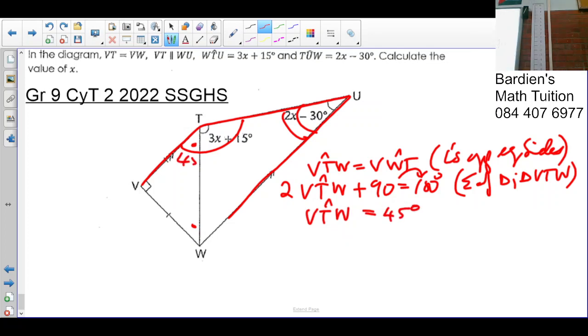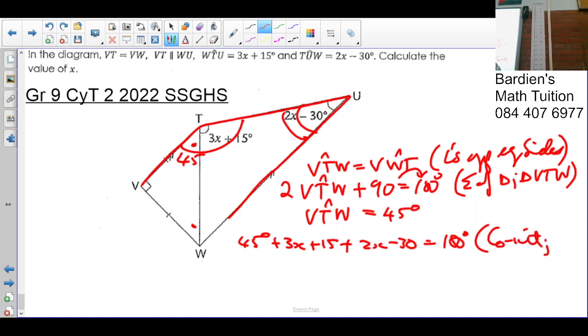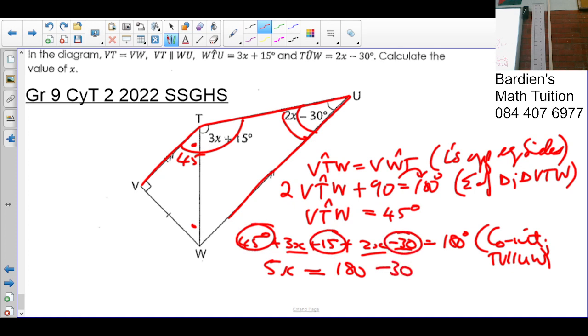So what do we say now? We say 45 degrees plus 3x plus 15 plus 2x minus 30 equals 180. Why? It's co-interior angles, with TV parallel to UW. That gives me 5x is equal to 180 minus 45, plus 30 minus 15, which is 150. 150 divided by 5 works out to x being 30 degrees. Okay.